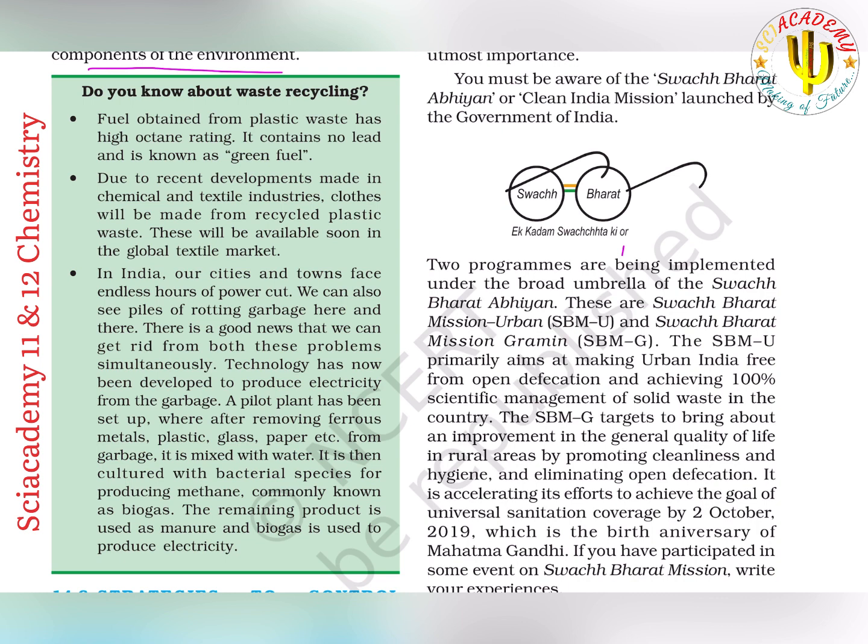In India, our cities and towns face endless hours of power cut. We can also see piles of rotting garbage here and there. There is good news that we can get rid of both these problems simultaneously. Technology has now been developed to produce electricity from the garbage. A pilot plant has been set up where, after removing ferrous metals, plastic, glass, paper, etc., from garbage, it is mixed with water. It is then cultured with bacterial species for producing methane, commonly known as biogas. The remaining product is used as manure and biogas is used to produce electricity.